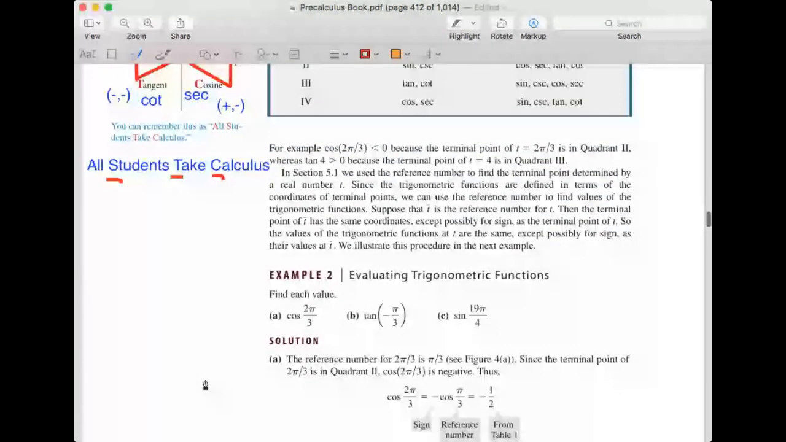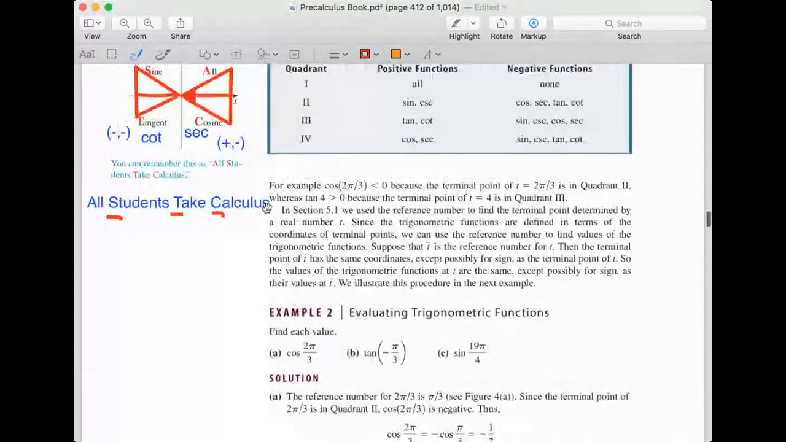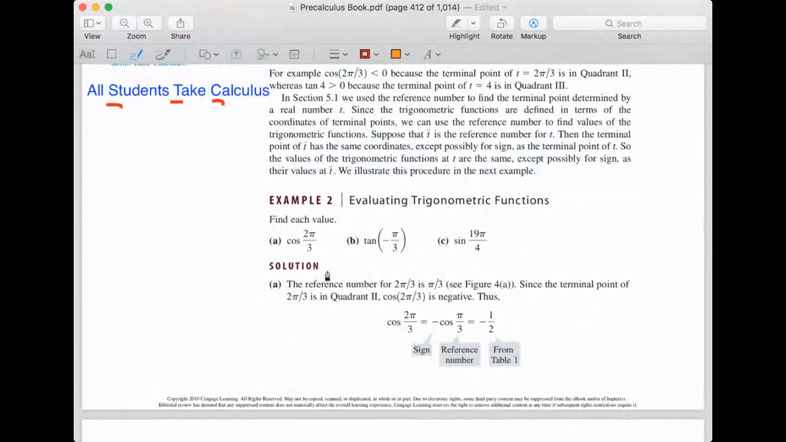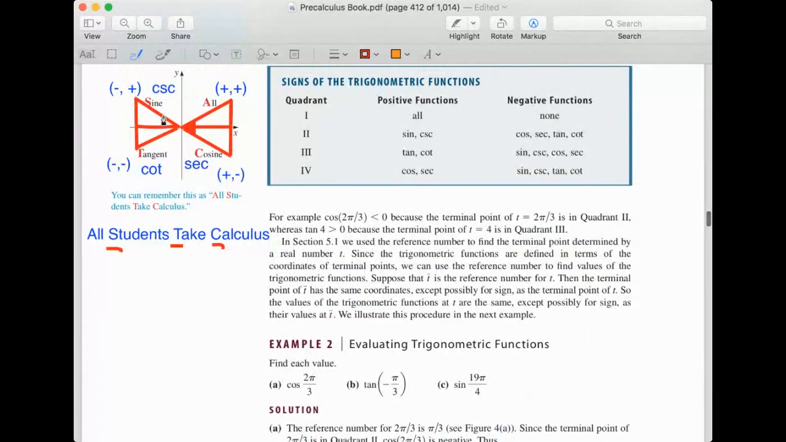Let's see an example. So example A, cosine 2 pi over 3. Right? 2 pi over 3 is bigger than pi over 2, but smaller than pi. So it's in the second quadrant. Cosine in the second quadrant is negative. But what about its value? Its value, we just look at its reference angle, right? So this is a reference angle. We'll only look at those reference angles.